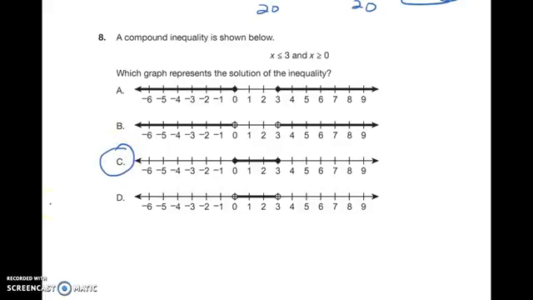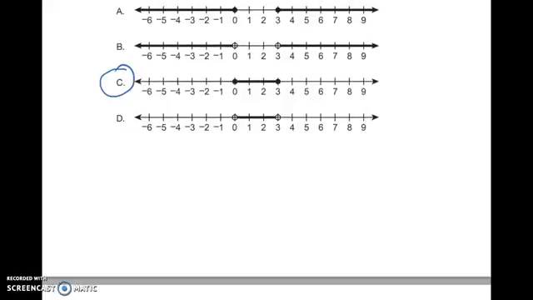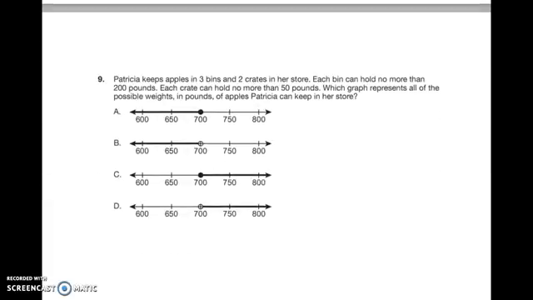So, make sure you study up on your compound inequalities and at least what they look like, how to graph them. For the next question, again we're talking about inequalities. Patricia keeps apples in 3 bins and 2 crates in her store. Each bin can hold no more than 200 pounds. Each crate can hold no more than 50 pounds. So which graph represents all the possible weights in pounds of apples Patricia can keep in her store?